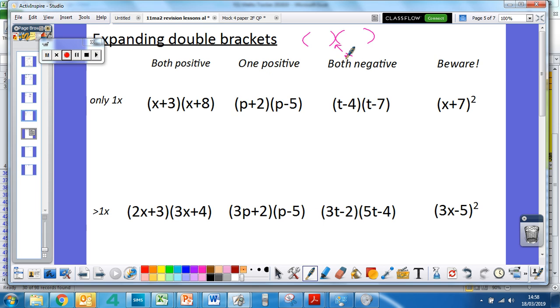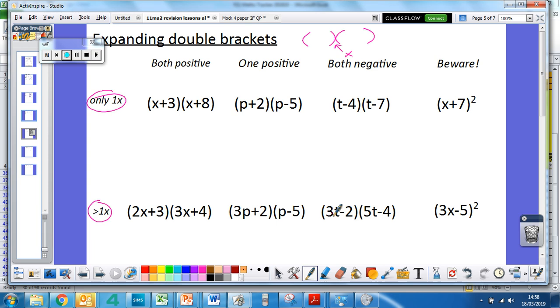So, what we do here, you need to look, the simple ones only have single x's, or single p's, or single letters. The more difficult ones start with things like 2x, or 3x, or 3t, or 5t. And those are the ones you need to be more careful with. You then get 4 different things they could write.